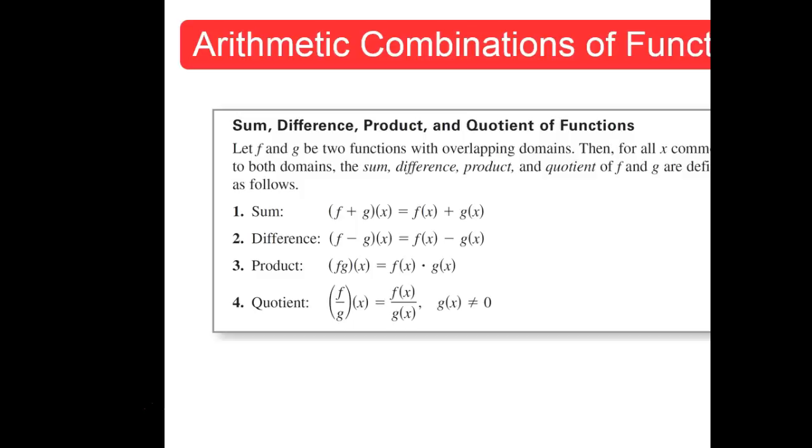For all x's common to both domains, the sum, the difference, the product, and the quotient are defined; you have to worry about the quotient. The sum of two functions, f plus g of x, is f of x plus g of x. F minus g, the difference function, is the difference of those two functions. The product function, f times g of x, is f of x times g of x. And the quotient function, f divided by g of x, is f of x divided by g of x, as long as g of x is not equal to 0.